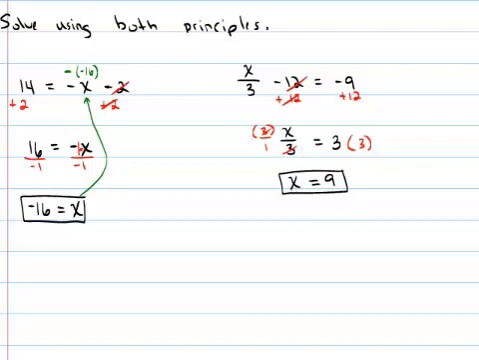If you're not sure that you did the right thing, check your answer. 9 divided by 3 is 3. 3 take away 12 equals negative 9.